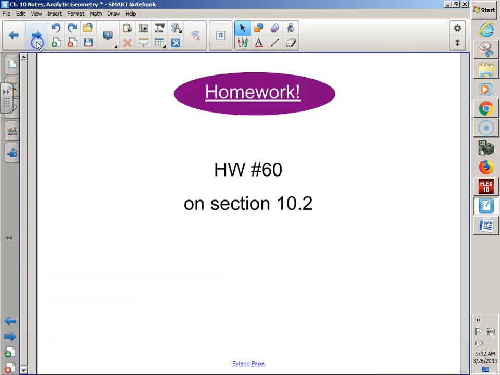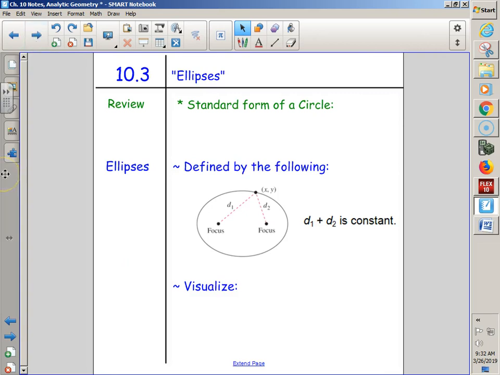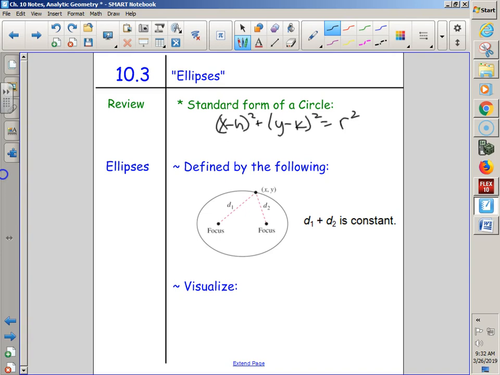Okay, with that, section 10.3, what other conics are there? If I had more time, I would illustrate to you an ellipse. I'll do it tomorrow because we don't have time today. But an ellipse, well, the idea starts off with x minus h squared plus y minus k squared equals r squared. But that's not an ellipse. What is that? It's a circle.